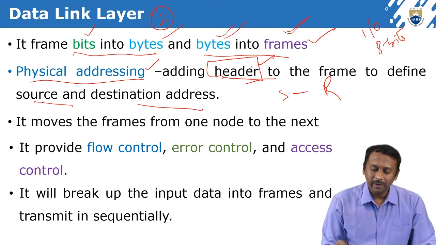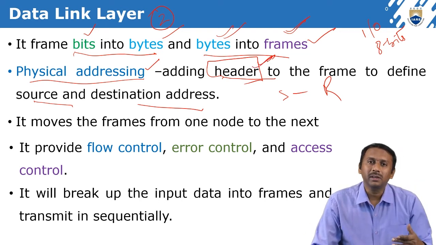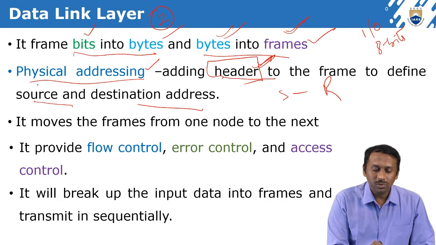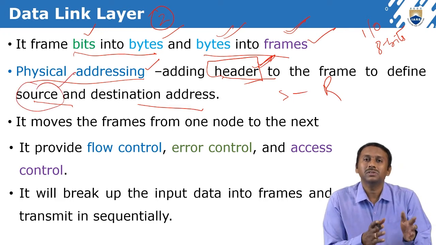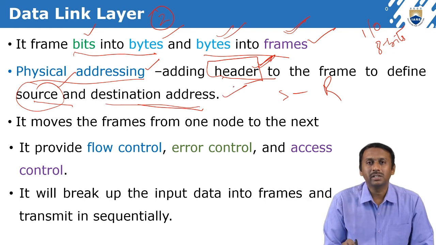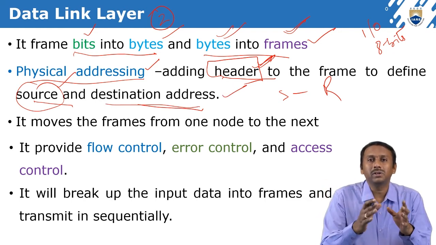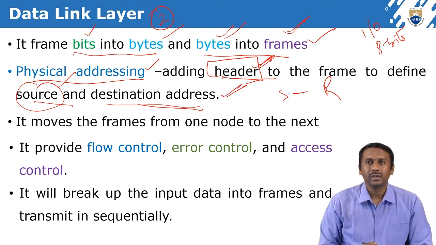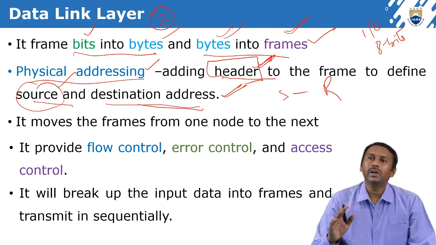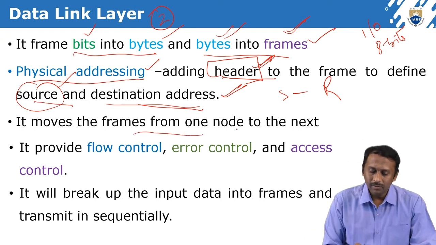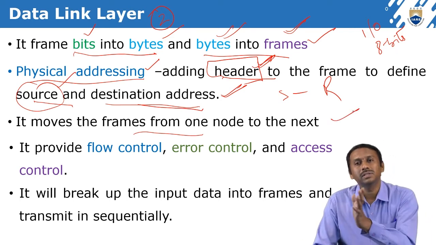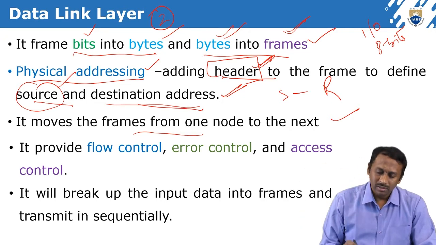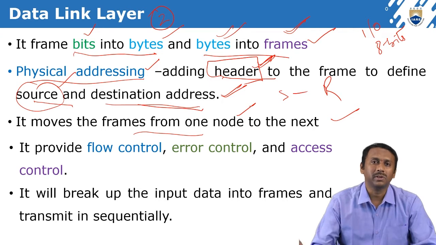Likewise, in the header part, when data is coming, we identify the header part and add the source detail, that is, the particular source system address, and in the destination address, the address of the system to which the particular data frame has to reach. Clear? It moves frames from one node to the next until it reaches the destination system. It moves from one node to another node. Remember, node and system are the same terminology, right?